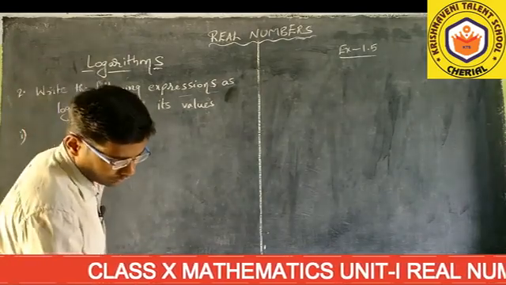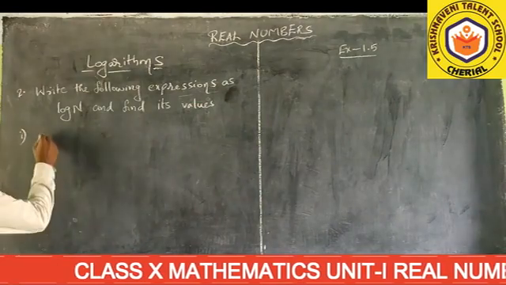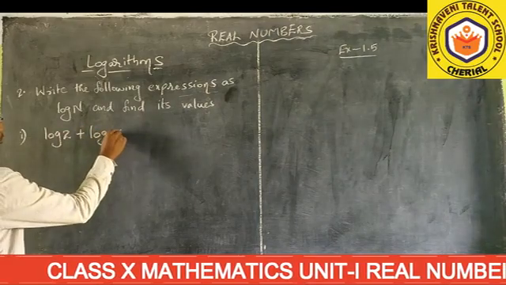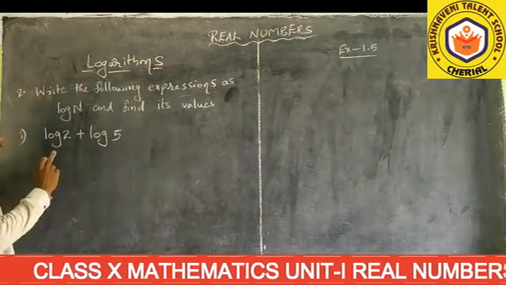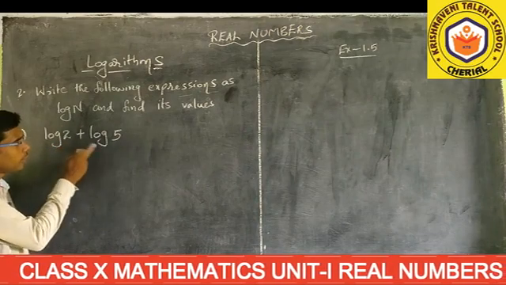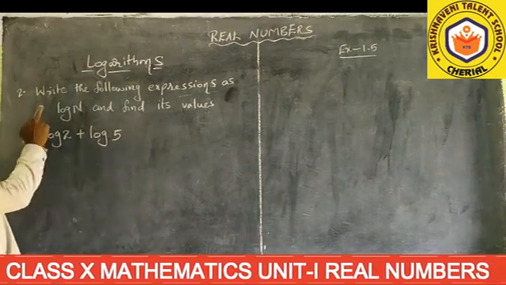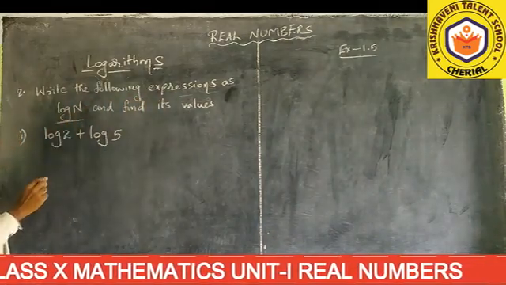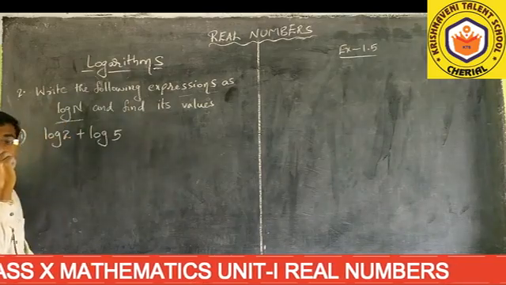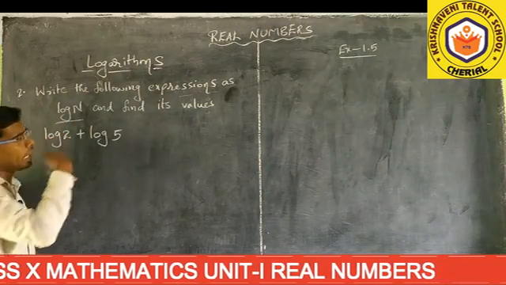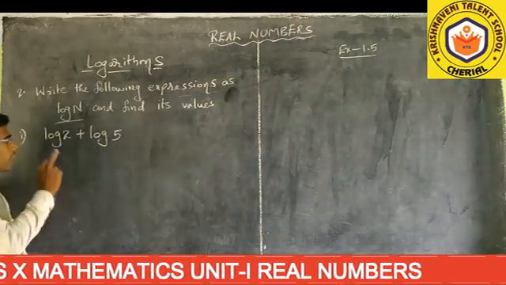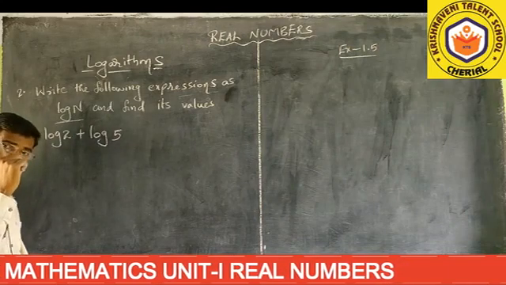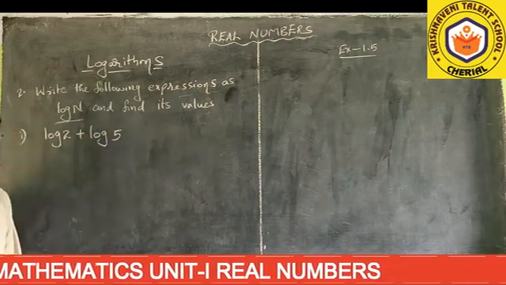Here, the first problem he has given is log 2 plus log 5. If you observe properly, how many logarithms are there in this problem? Two logarithms are there. But what is being asked? Write the following expressions as log n. What is the meaning of this? In those problems, only one logarithm should be there, and afterwards you have to find its value also. In the given problem there are two logs, so first you have to make it only one logarithm, and afterwards you have to find its value.